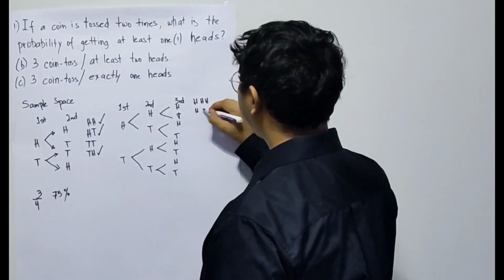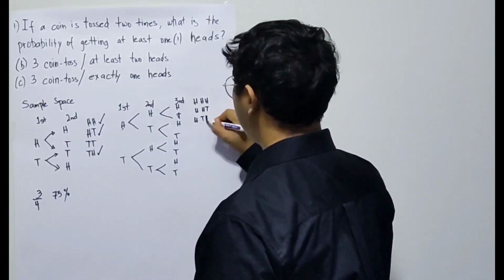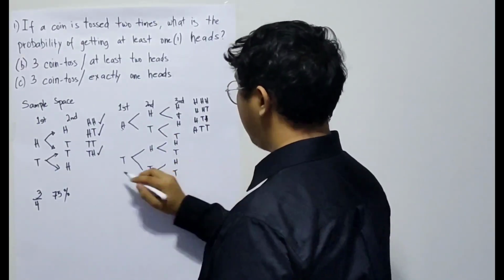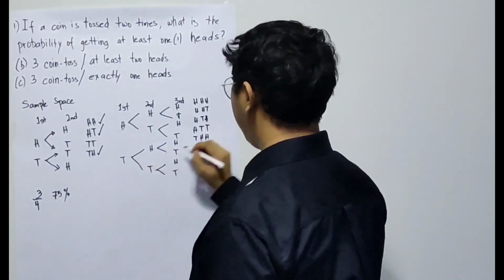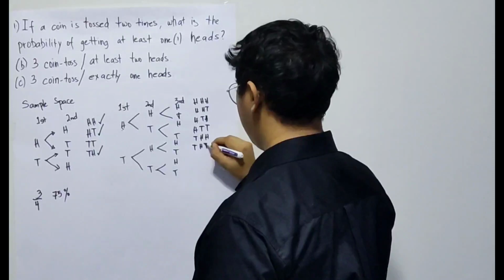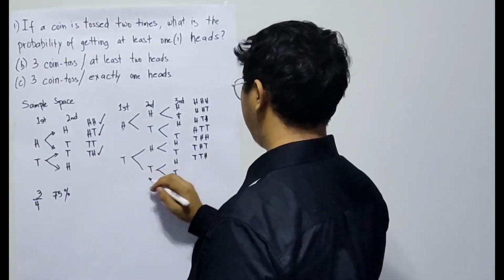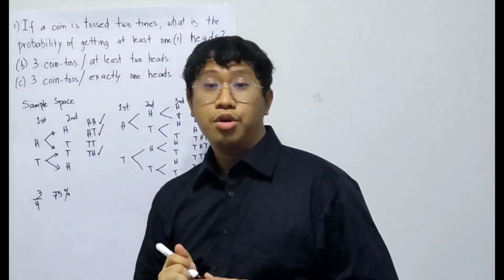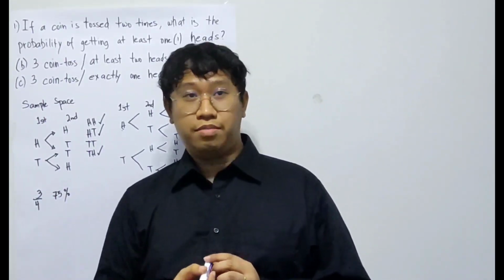Which results in three heads, H, H, H, H, H, T, H, T, H, H, T, T, T, H, H, T, H, T, T, T, H, and three tails. So in total, we know that there are 8 possible outcomes.